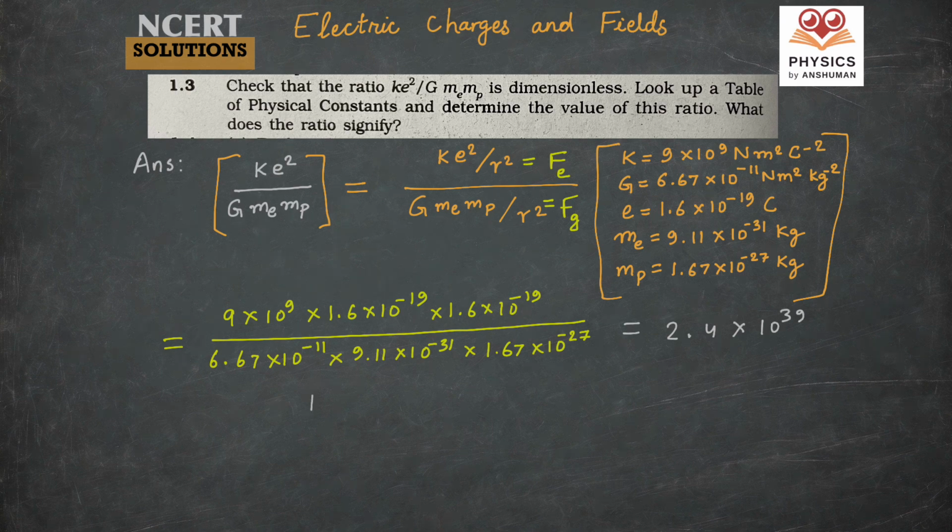So the ratio of the electrostatic force and the gravitational force is actually equal to 2.4 × 10^39. That simply implies the electrostatic force is 2.4 × 10^39 times stronger than the gravitational force. And this is what this ratio signifies: the electrostatic force is a hugely bigger force when we compare it to the gravitational force.